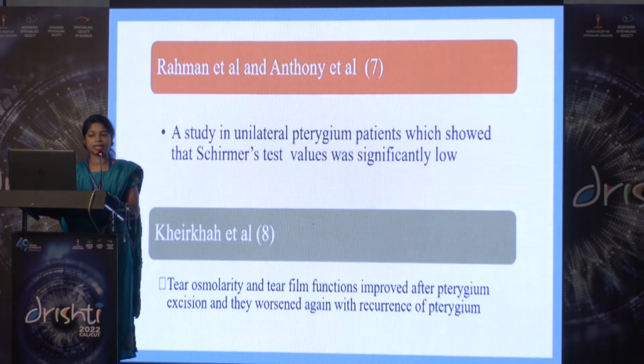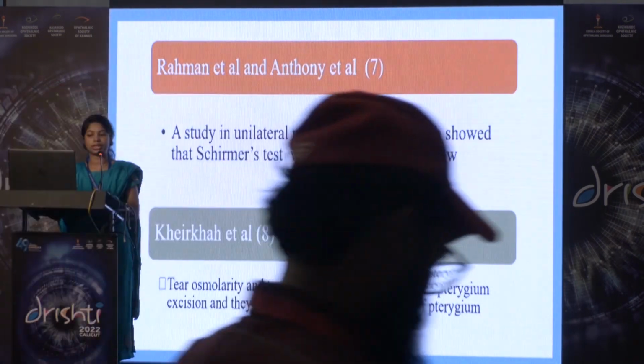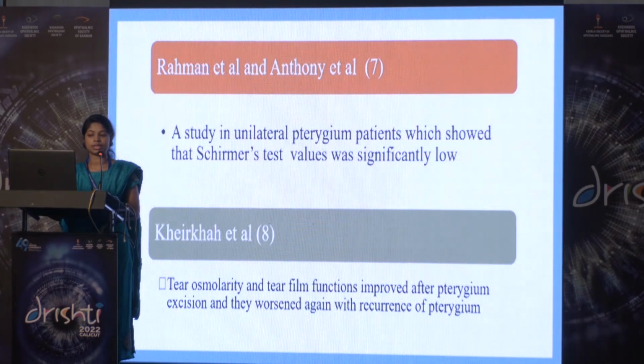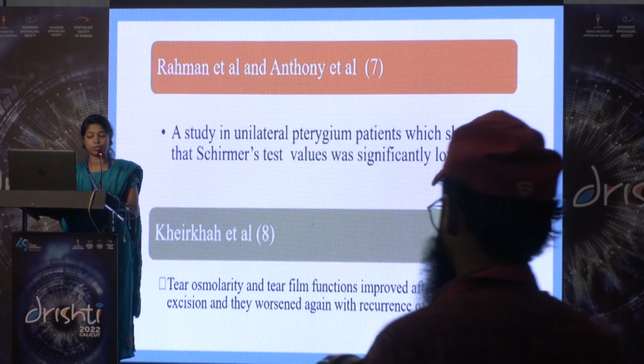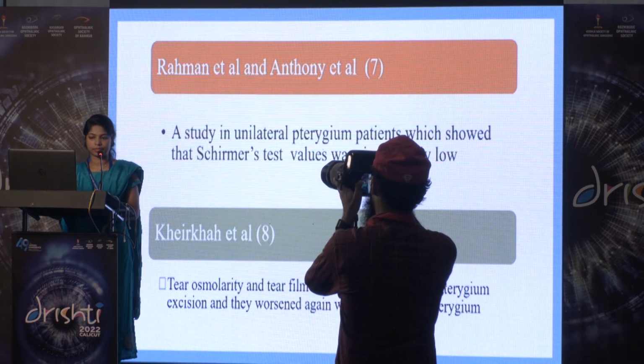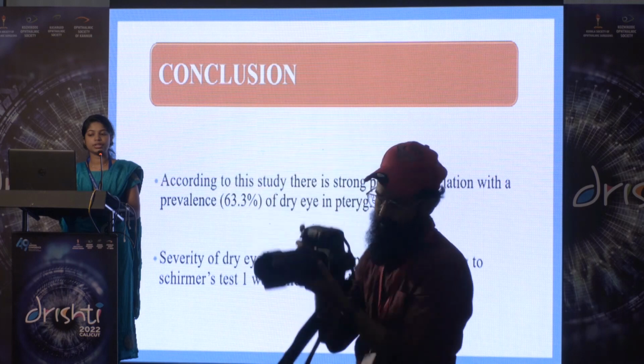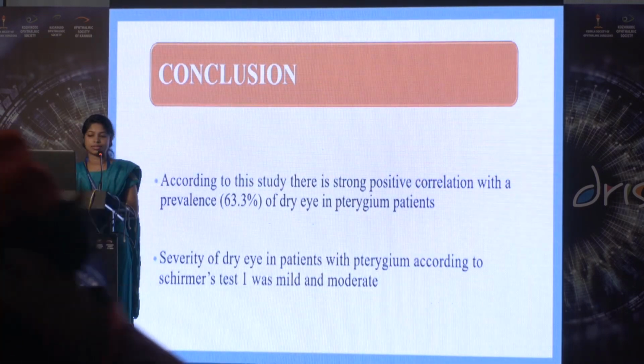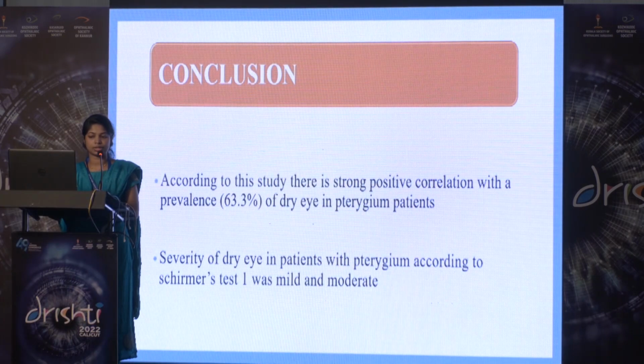A study by Rahman et al. and Anthony et al. had found that in unilateral pterygium patients the Schirmer's test value was significantly low. Kerka et al. showed that tear osmolality and tear film functions improved after pterygium excision and worsened again with recurrence of pterygium. Conclusion: according to this study, there is a strong positive correlation with the prevalence of 63.3% of dry eye in pterygium patients, and the severity of dry eye in patients with pterygium according to Schirmer's test was mild and moderate. None had severe dry eye.